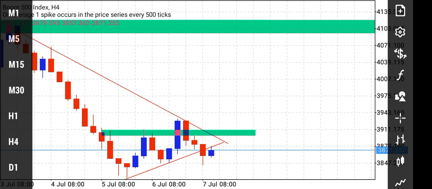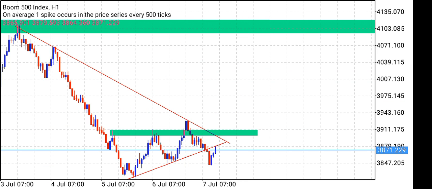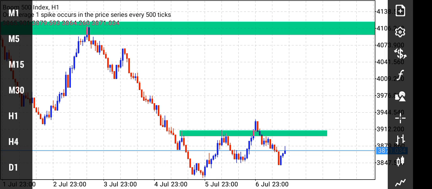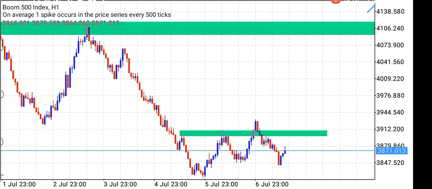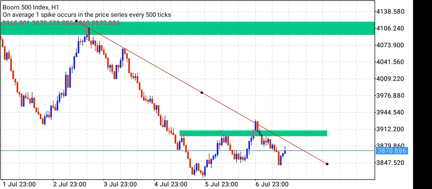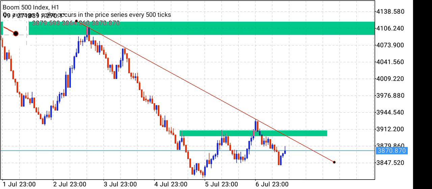Now let's move on to the 1-hour time frame. The overall trend is a downtrend, as we have seen. Now, this trend over here, let me clean it. The overall trend here started from this zone to this zone. So this is our trend for 1 hour. This is our 1 hour trend line.